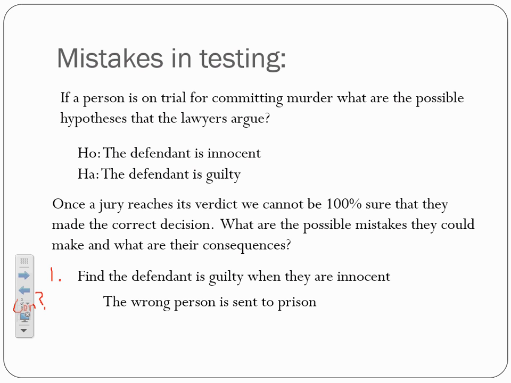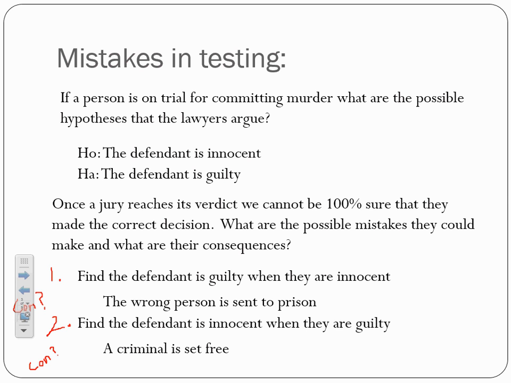Now, what's scenario two? They could find the defendant innocent when they're actually guilty. There's also a consequence here. If you're on that jury, what's the consequence? You just set a criminal free. This is a very general idea to get the ball rolling.